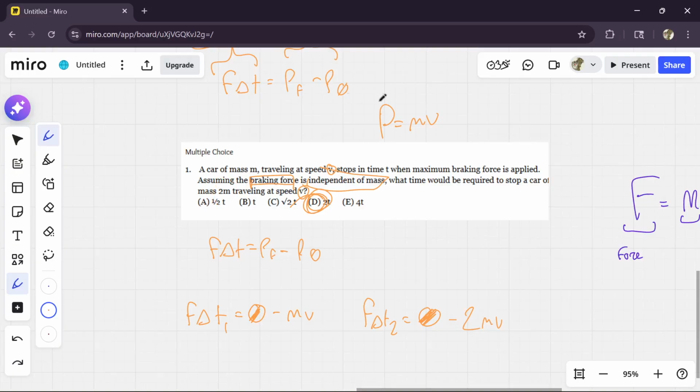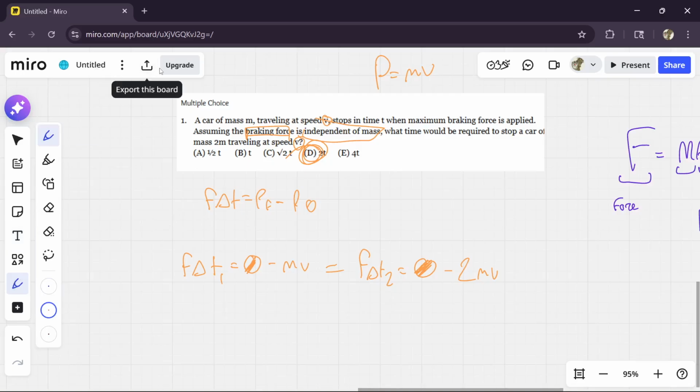Double the mass. So now we're going to compare these two equations. You could add them to each other or something, but I just divided it. So it's divided by F change in time 1 is equal to 0 minus mv.